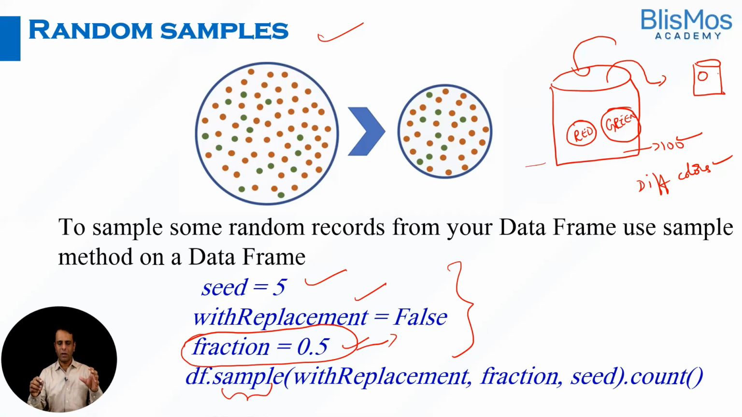By specifying all these things, you can give the data frame name and the sample method, and provide all these values as arguments. You can either store the result as one more data frame, or just use it for counting or doing something else. It is up to you depending upon your requirement.